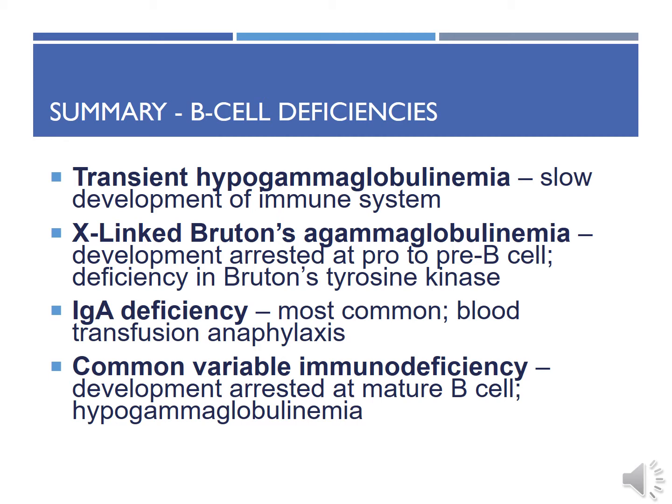We also have IgA deficiency, which is one of the most common B-cell deficiencies. Usually people first find out that they are IgA deficient when they get a transfusion. They'll usually have transfusion anaphylaxis. And the last one we talked about is CVI, or common variable immunodeficiency. Usually they will have mature B cells, but these B cells can't differentiate into plasma cells and therefore make antibodies.